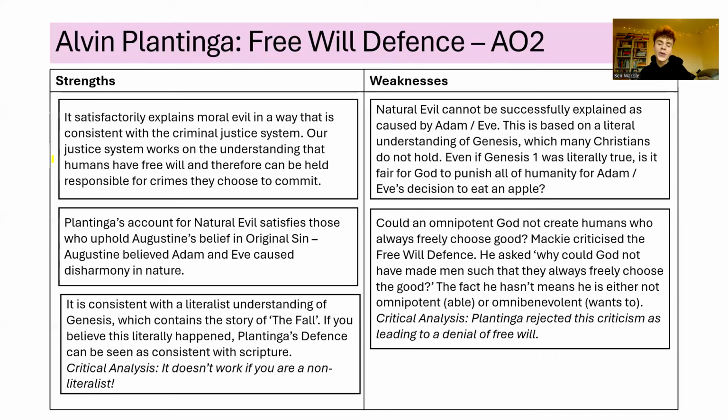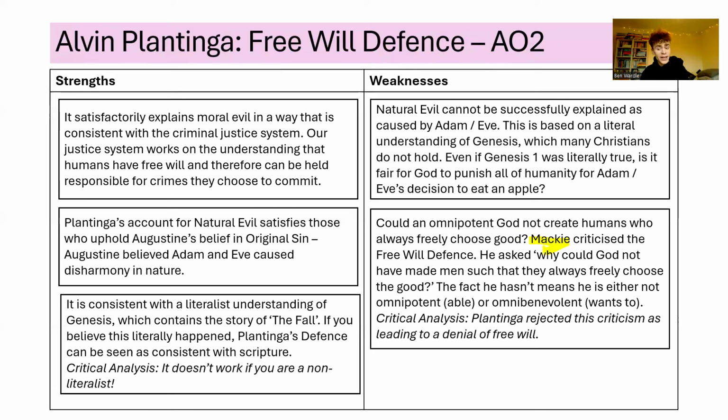Let's have a look at another weakness then. Could an omnipotent God not create humans who always freely choose the good? So this is where we're going to bring in Mackie as a critic. Where's the highlighter? Here we are. He criticized the free will defense, and he asked this. It's a great quote. Why could God not have made men such that they always freely choose the good?